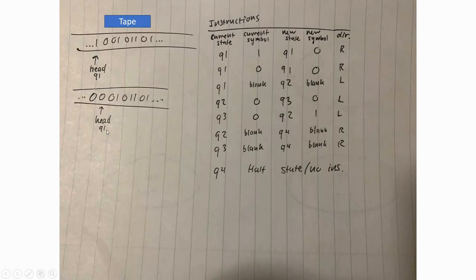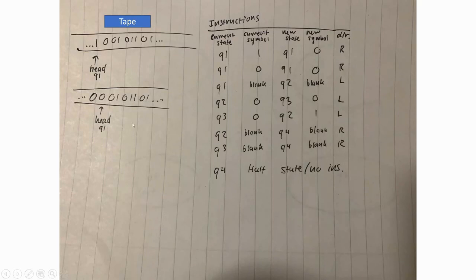Okay, so the head is now pointing at the second digit in the list. Still in Q1, as we said, the new state was Q1, but this 1 here has been changed to a 0, because you can see current symbol 1, new symbol 0. So now we have different contents on the tape. The head is pointing to the second instead of the first element because we moved to the right. Okay, so all we have to do is keep following these instructions.